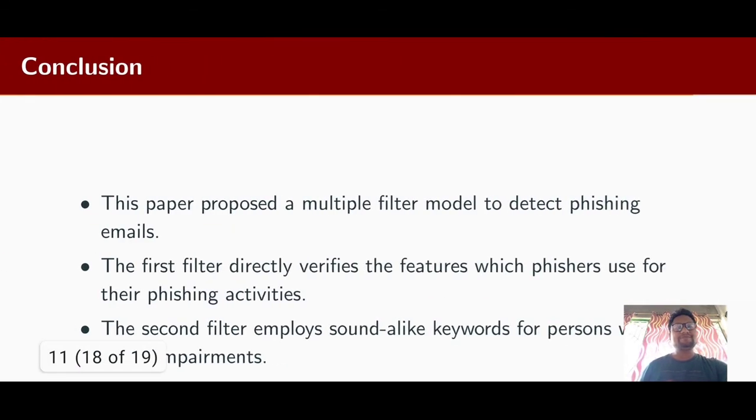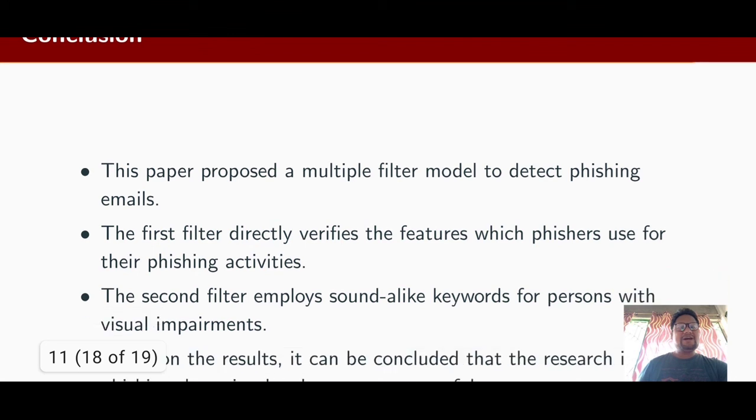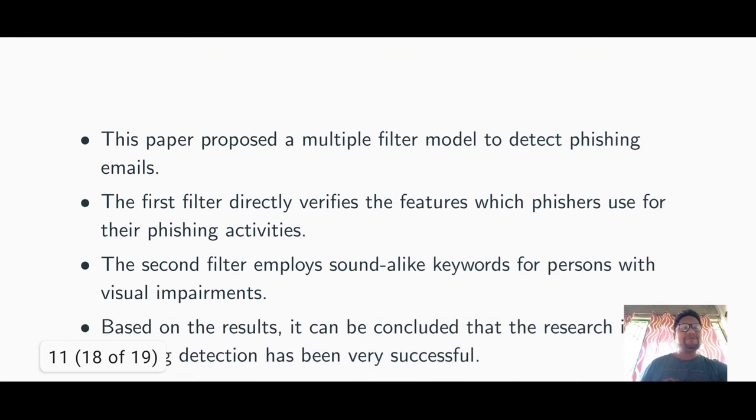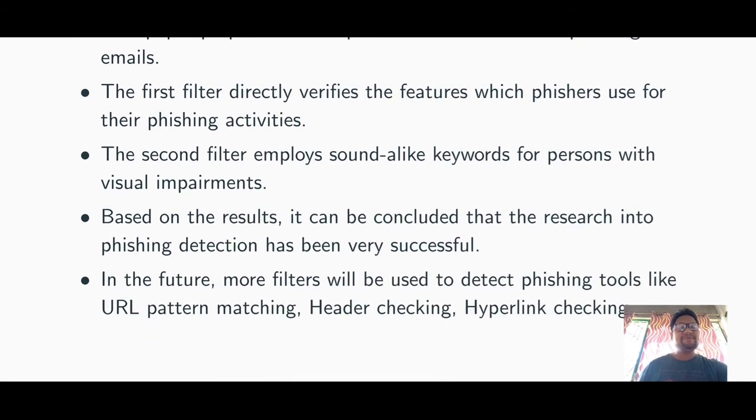Conclusions. This paper proposes a multiple filters model to detect phishing email. The first filter uses the traditional model, and the second filter uses the sound-alike keywords for persons with visual impairment. Based on the result, it can be concluded that the research into phishing detection has been very successful. In future, more filters will be used to detect phishing, like URL pattern matching and header checking and so on.